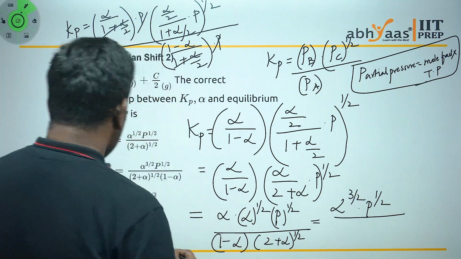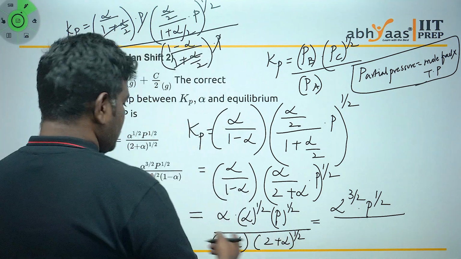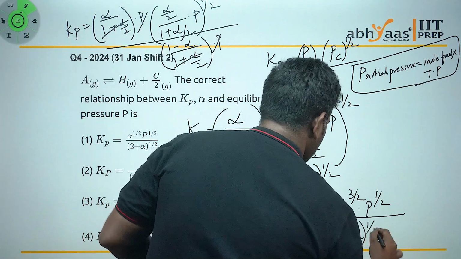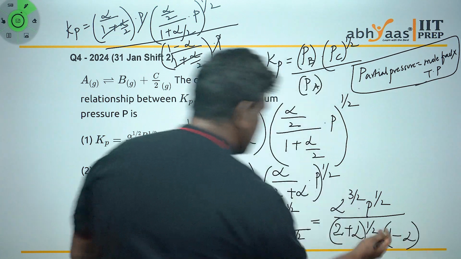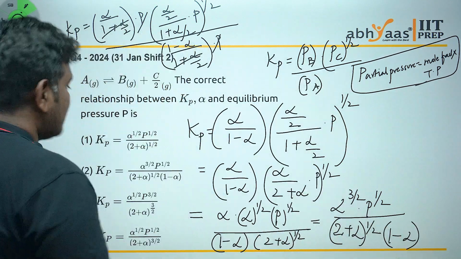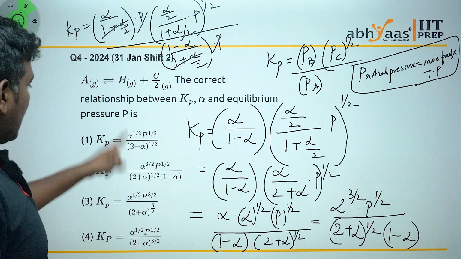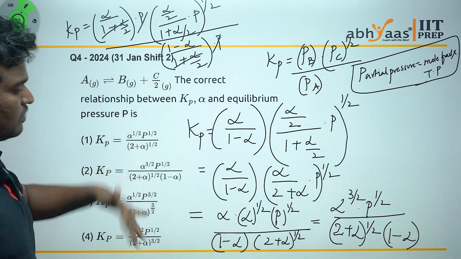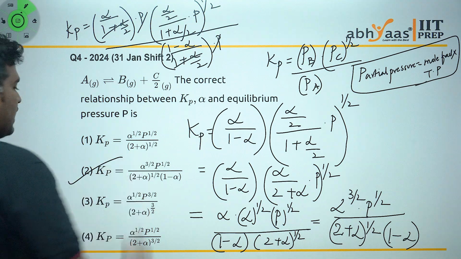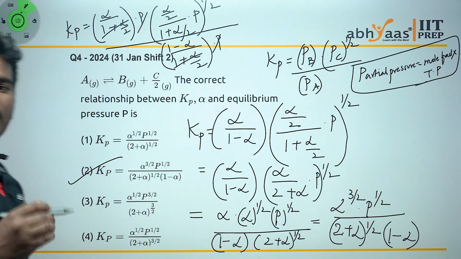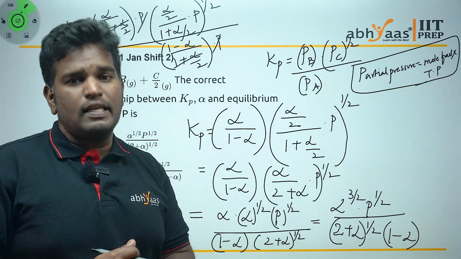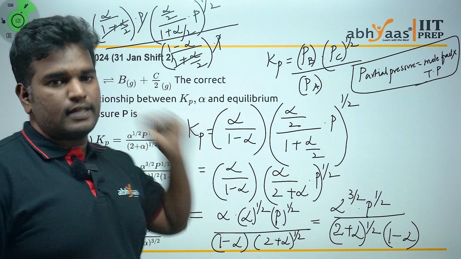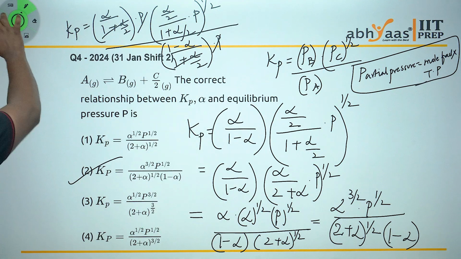And you can see here we are having this particular denominator. First term is 2 plus alpha raised to 1 by 2, then 1 minus alpha. I have just rearranged it, right? Nothing more. So here you are getting the answer: Kp is equal to alpha raised to 3 by 2 into P raised to 1 by 2 divided by 2 plus alpha raised to 1 by 2 into 1 minus alpha. So your answer is the second one. A little bit of application of knowledge is necessary and you can easily find out the answer. So be very particular about this particular question, right? Now we will move to the other one.